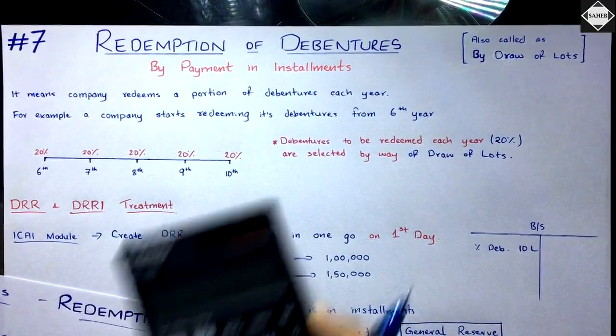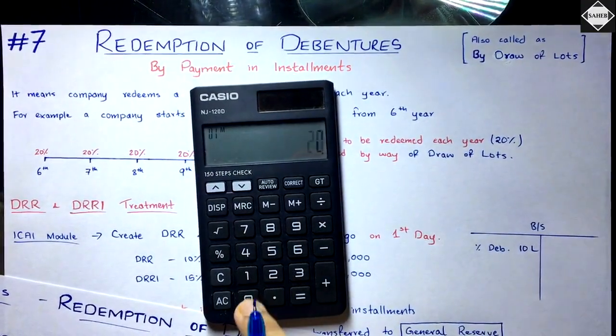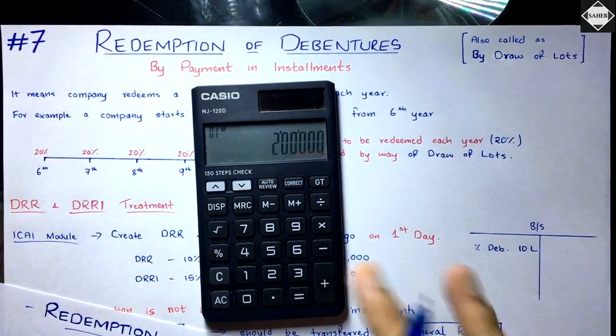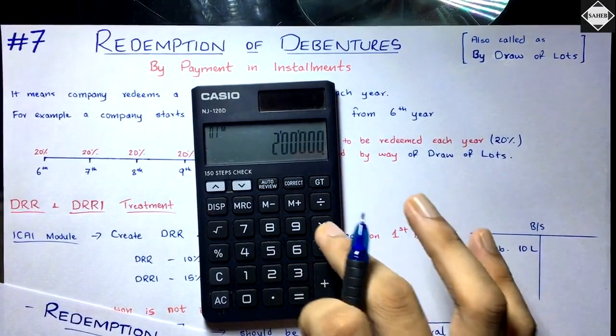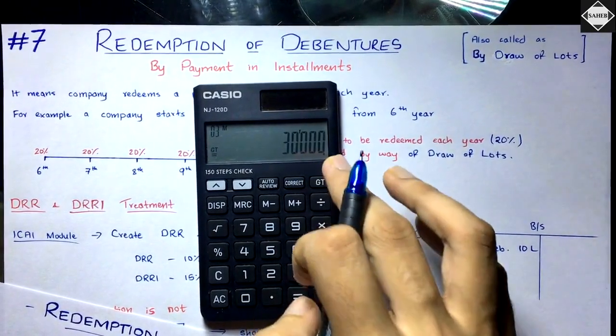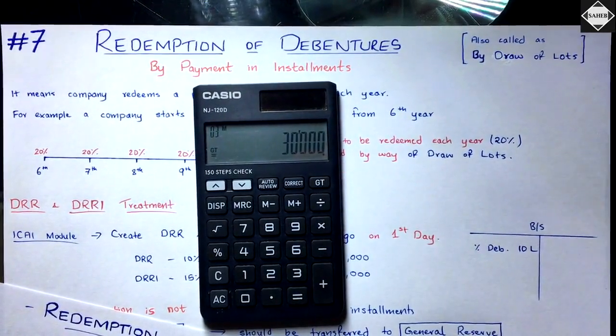See here, how much debentures have you redeemed in the 6th year? 2 lakh. And then the DRI requirement is how much? 15%. So of this 2 lakh, 15%, 0.15, that is 30,000. 30,000 DRI you are going to sell. Did you understand how I calculated that?